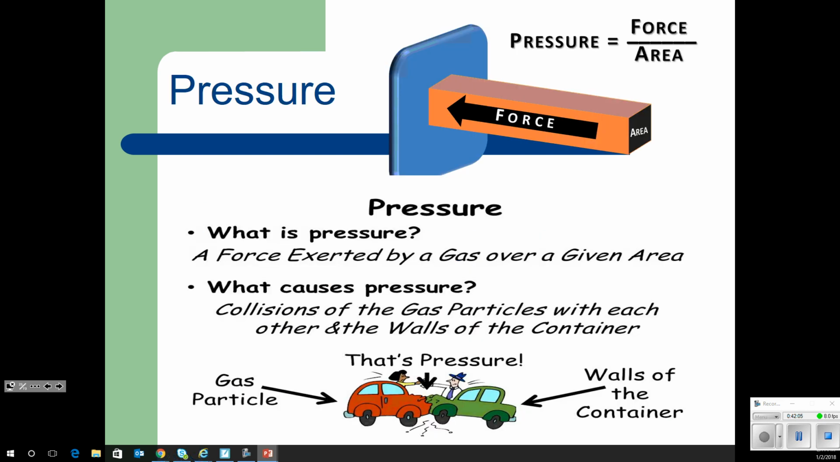So let's talk about what is pressure. This is on your notes again. Pressure is force divided by area. That's what pressure is. What causes pressure? Collisions of gas particles with each other and with the walls of the container. Those create pressure. So for instance, when you get in a crash, pressure is created because of all the things you have to do afterwards.